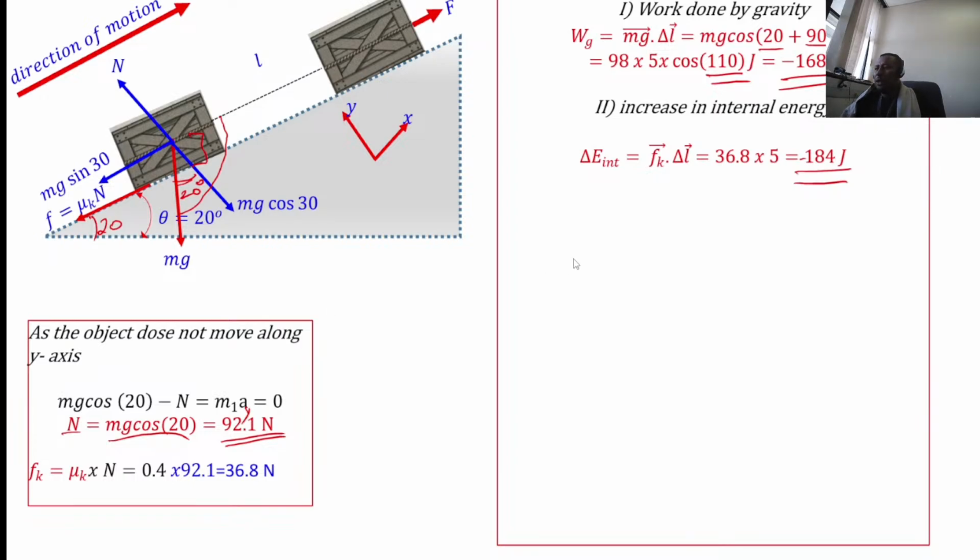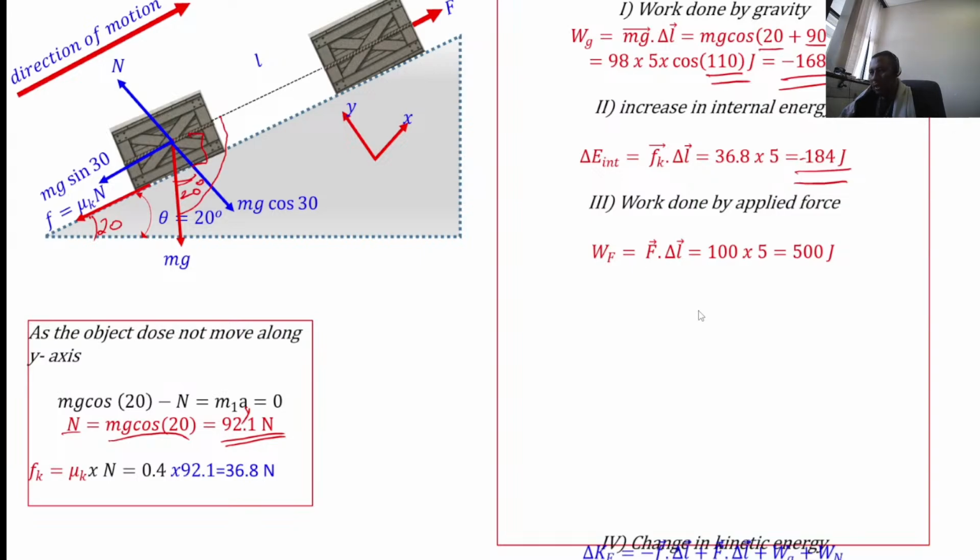Good. Let's continue then. We have done one, we have done two. The third is actually talking about work done by the applied force. I said to you, that is the easiest of all. Force up, displacement in the same direction. The angle between them is 0. Cosine of 0 is 1. F dot delta L is 10 times 5, which is 500. Easy. This one is time taking.